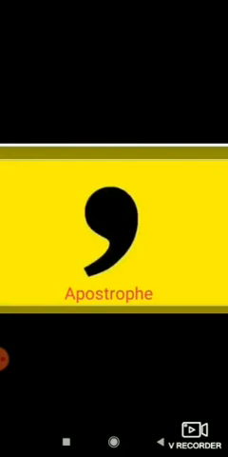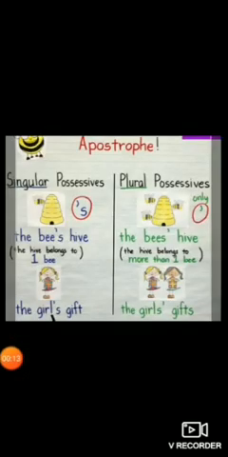We use apostrophe to show possession, that means ownership. Look at these sentences. The bee's hive. The hive belongs to one bee. The hive belongs to the bee. So here we used apostrophe after the word bee, then we added s.